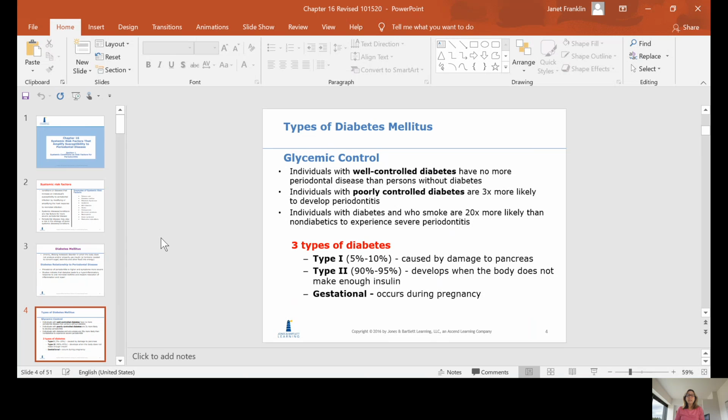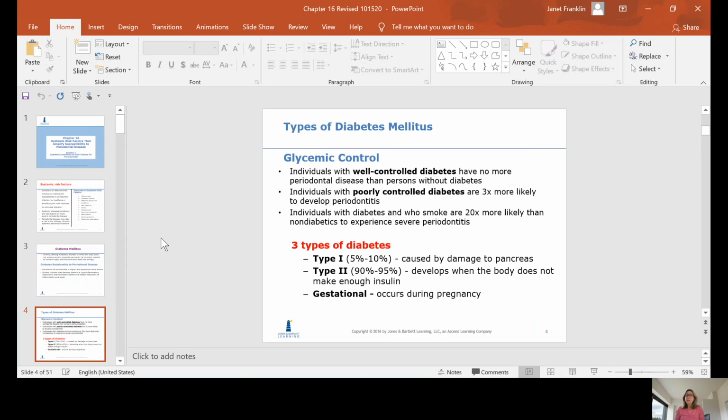There are 3 types of diabetes. The first type is type 1, and it's the less common. 5 to 10% of the population of diabetics has type 1 diabetes. It's caused by damage to the pancreas, so the pancreas does not produce enough insulin. Type 2 diabetes is the most common one. 90 to 95% of your diabetic cases are going to be type 2. It develops when the body does not make enough insulin.